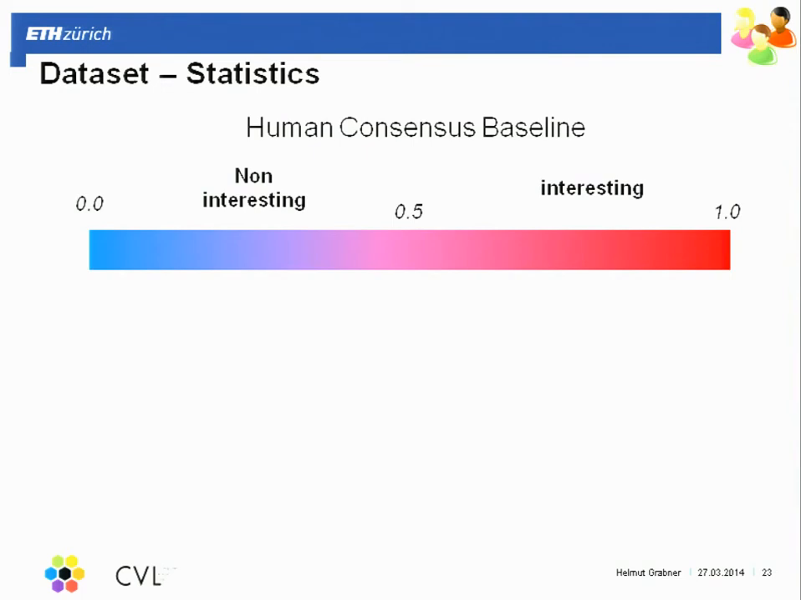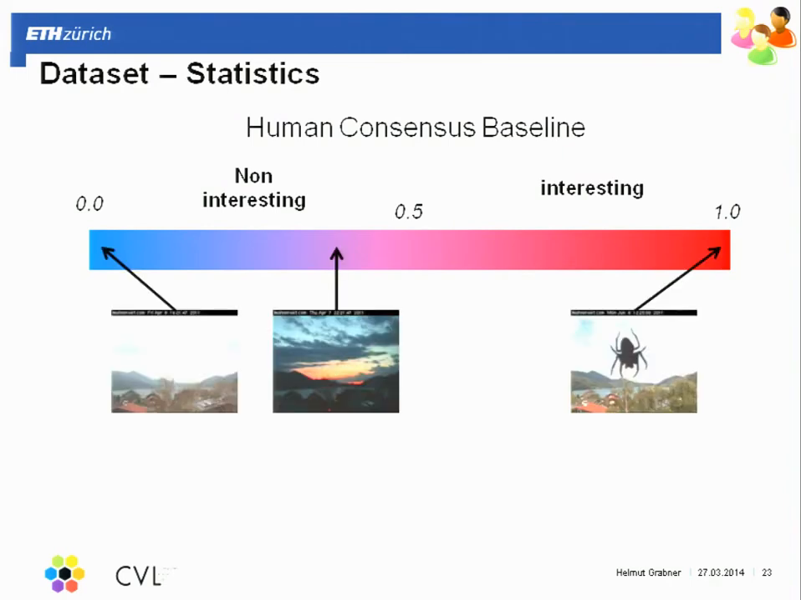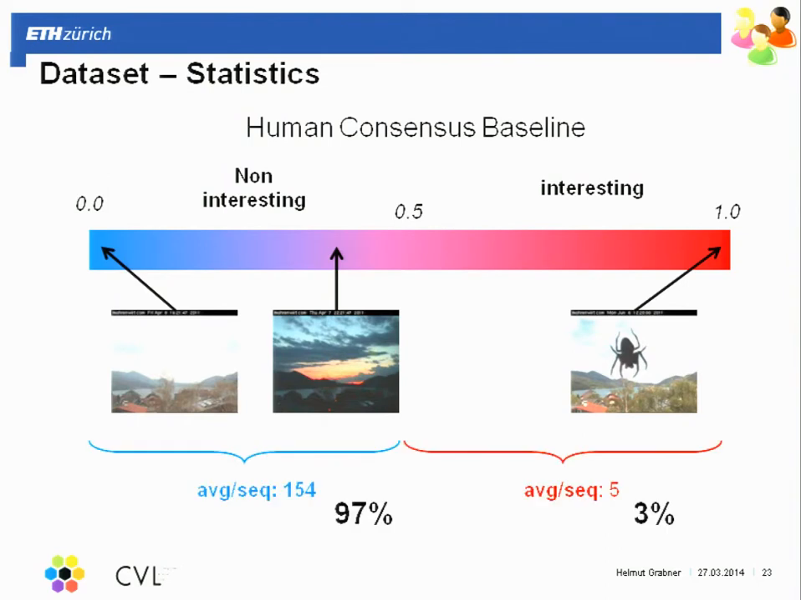First of all, I'll give you some statistics on the weighting of interestingness, the distribution of how many images are interesting and how many are not. It ranges from 0, which is not interesting at all, to 1, where everyone was pressing the button. And it's a highly unbalanced data set. Like 97% are below one half, and only 3%, like 5 images per sequence, are in the upper half. So this makes it quite hard to train models and to evaluate them.